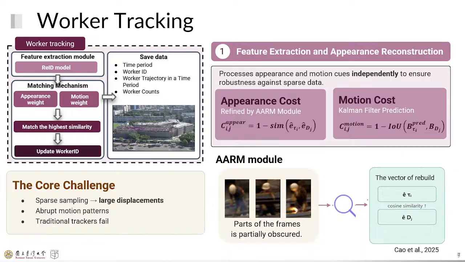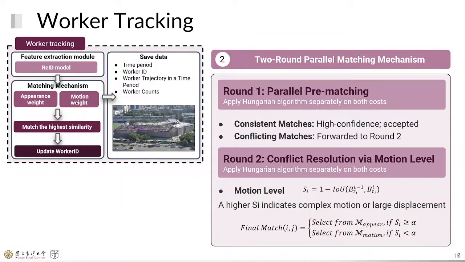Then the hardest part is the worker tracking. Here we treat the differences between frames as two different costs: we calculate the appearance cost and the motion cost. The appearance cost is calculated by an attention re-appearance model, and the motion cost by the Kalman filter, and then we apply the Hungarian algorithm separately on both costs. If they are consistent and match in different frames, the match is accepted with high confidence. If not, we forward it to the next stage.